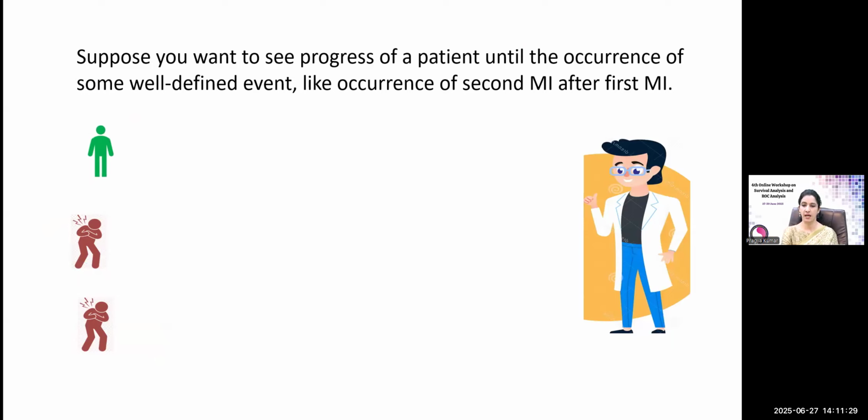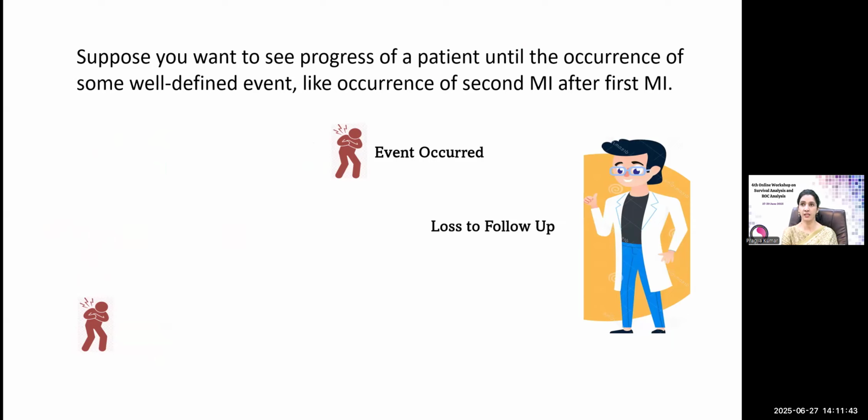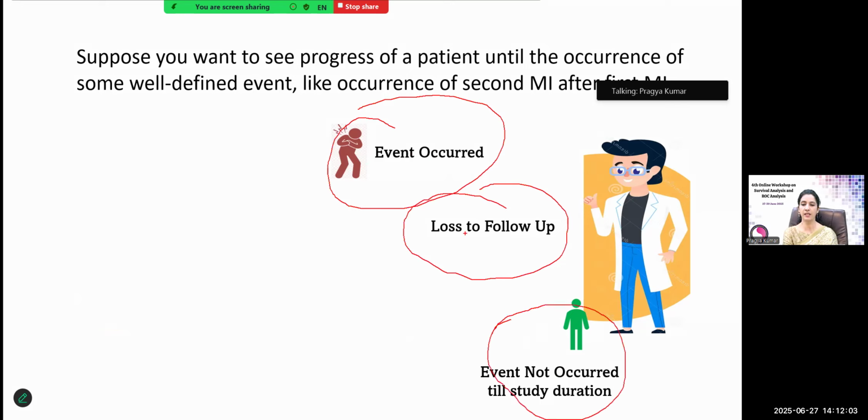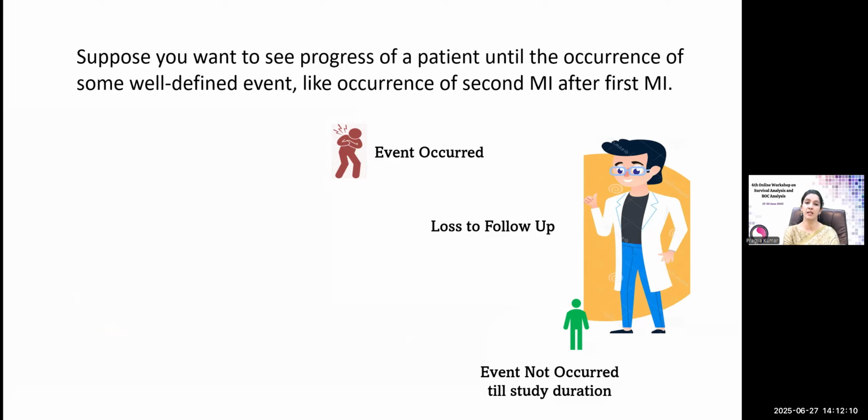Again, this is the same example. Say I want to know the progress of a patient until the occurrence of some well-defined event, like the event of a second MI after the first MI. There can be a person in whom the event has occurred, another person where there is a loss to follow-up, and another person where the event did not occur but the person stayed till the end of the duration. So I will call two of these cases event occurred, and the other two cases loss to follow-up, which means they are censored data. That means you don't have the outcome, whether it happened or not, but you have the time until that person was there with you.